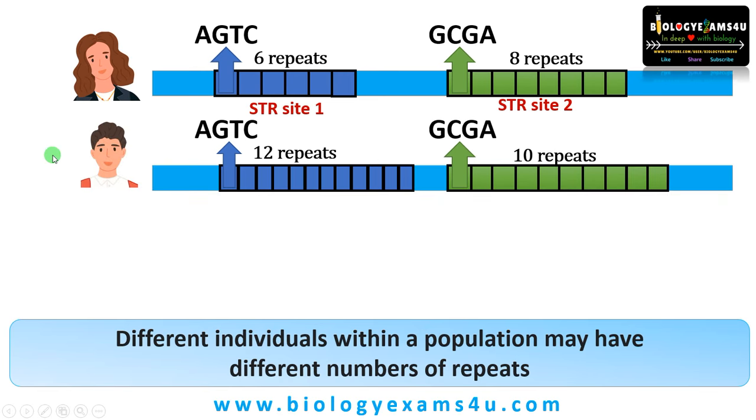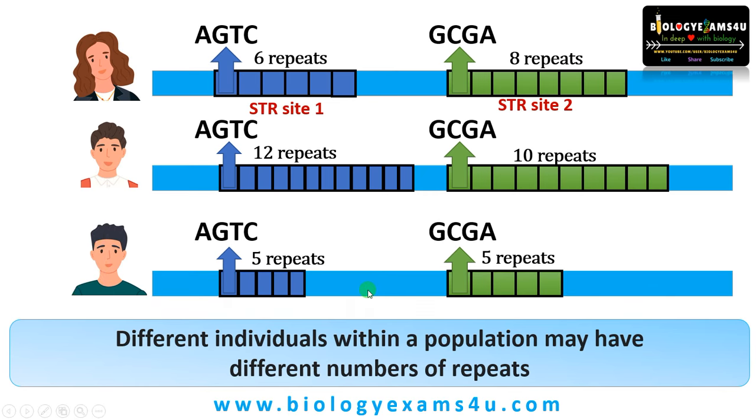In the case of individual 2, this may be different. STR site 1 is repeated 12 times, whereas STR site 2 is repeated 10 times. In the case of individual 3, both STRs are repeated 5 times each. Different individuals within a population have different number of repeats, as you see in this figure. Therefore, STR helps in identifying or distinguishing individuals within a population, so as an unique molecular marker. That's why it is widely used in DNA fingerprinting.